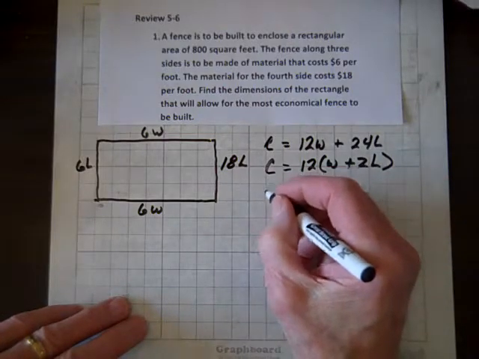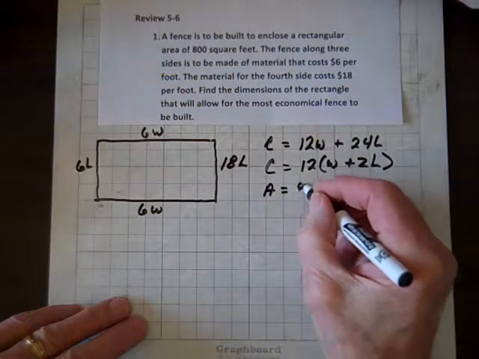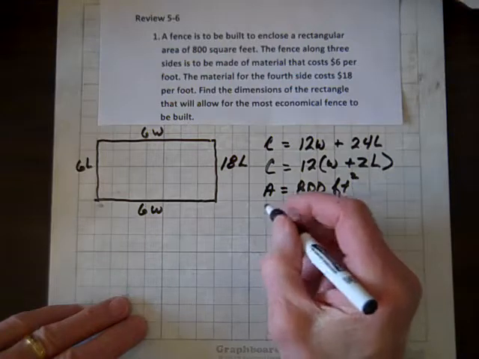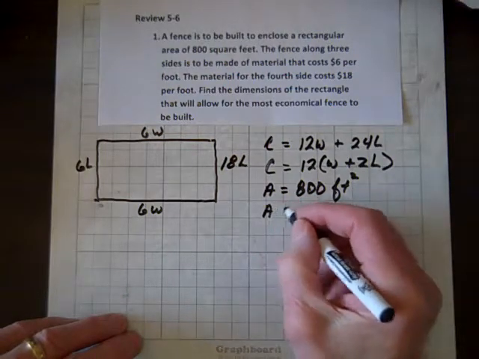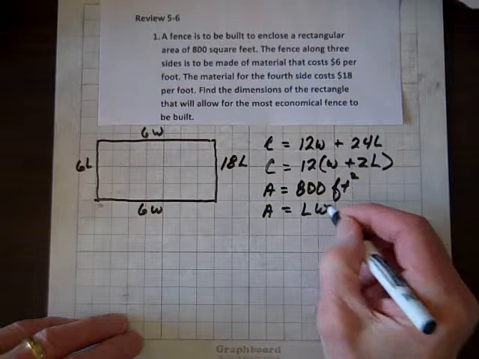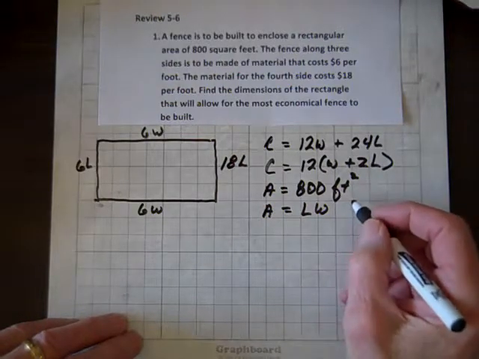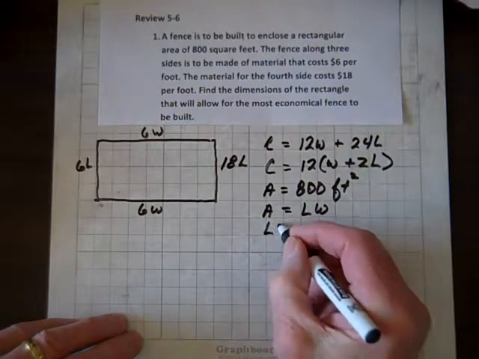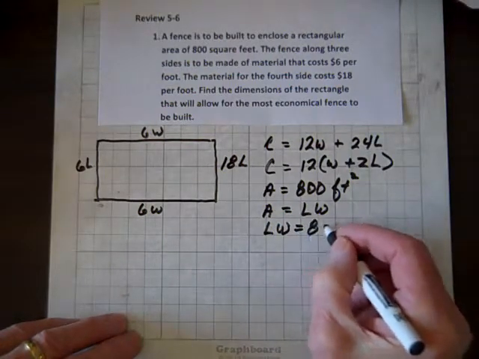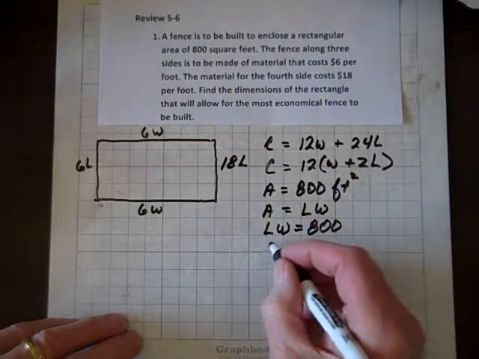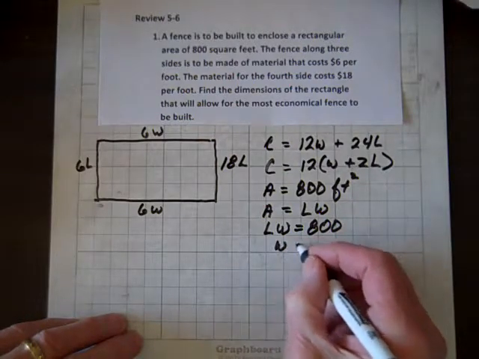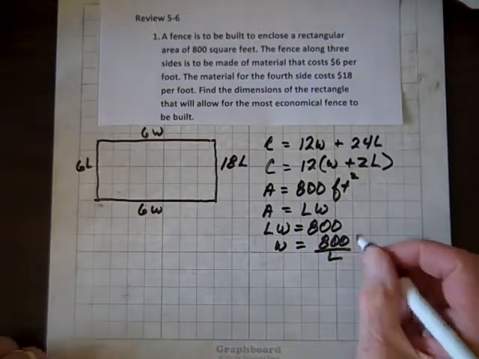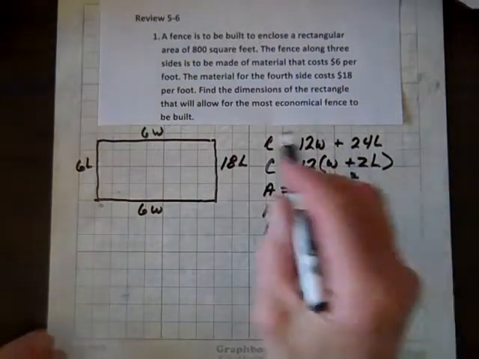So we know that the area equals 800, and that's square feet. Also, area of a rectangle equals length times width. So if two things equal the same thing, they equal each other. That means LW equals 800, or W equals 800 over L.